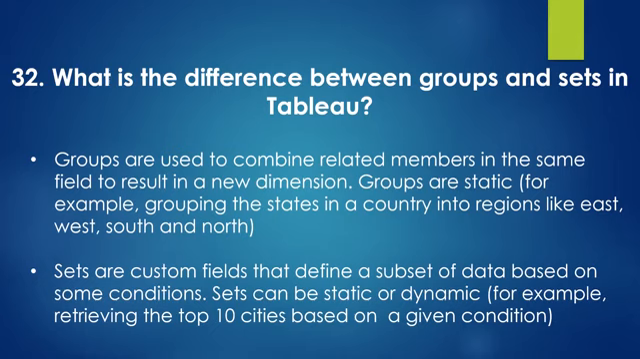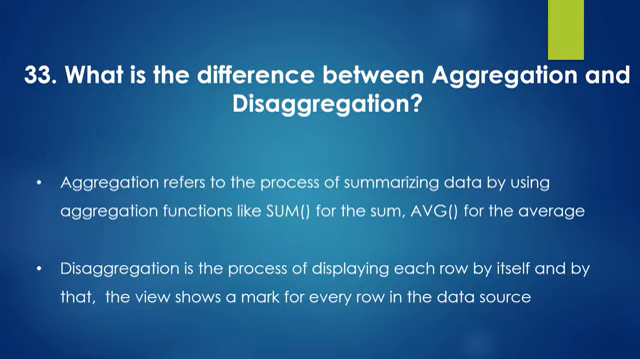For example, we want to create the top 10 cities based on a given condition. And sets can be static or dynamic, whereas groups are static. What is the difference between aggregation and disaggregation? Aggregation refers to the process of summarizing data by using aggregation functions, like the sum, the average, etc.